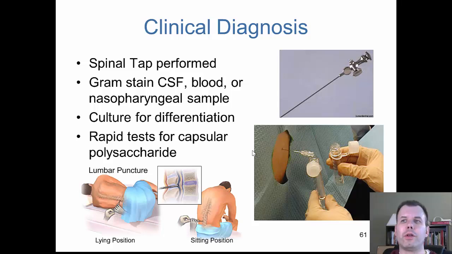Now, what they'll do is they'll look for it, especially if this fluid comes out cloudy. They know they have some type of infection going on that's affecting the brain and the spinal fluid, and probably would diagnose it as a bacterial meningitis. They will do a gram stain on it and then also take a test to make sure that it is Neisseria meningitidis. They can test for that, again, culture for differentiation.